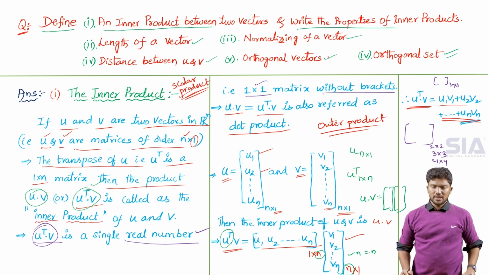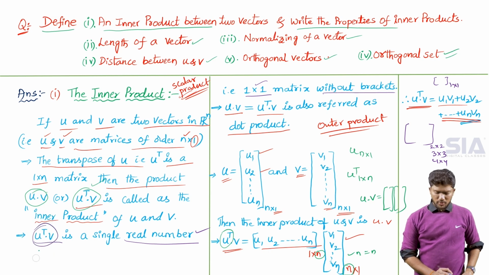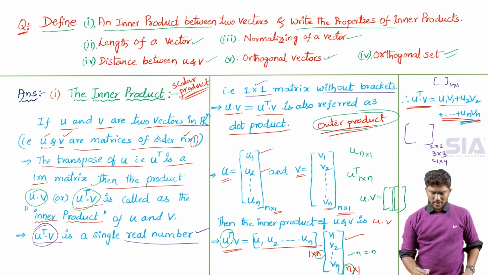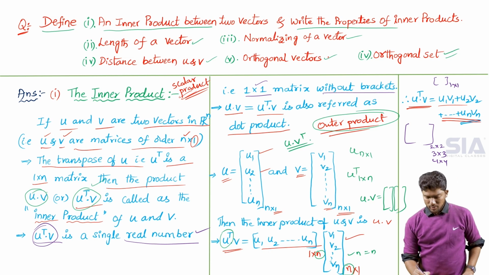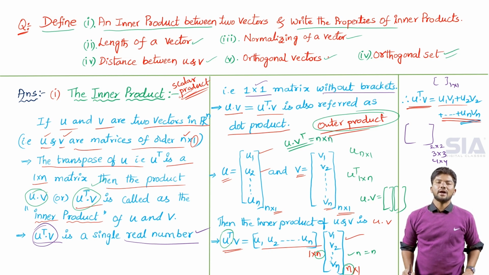Now we are discussing inner products. At the same time we can also know about the outer product. Here I mentioned the outer product. Outer product is nothing but U into V transpose. U into V transpose is called the outer product. This outer product is a square matrix, an n by n square matrix.